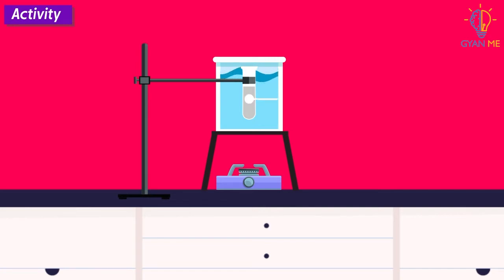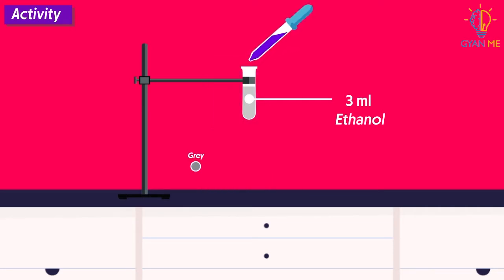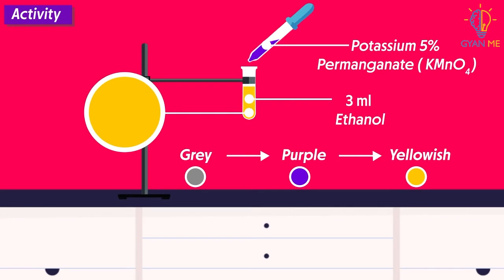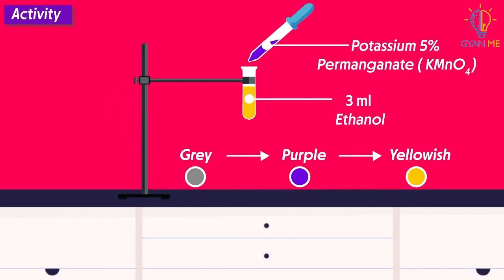Take about 3 ml of ethanol, which is colorless, in a test tube and warm it gently in the water bath. Add 5% solution of alkaline potassium permanganate, that is KMnO4. Observe that it is dark purple in color. Now add this KMnO4 drop by drop to this solution. When added, we see that ethanol removes its purple color. That is, the purple color of KMnO4 in this solution turns yellowish brown. Now add some more KMnO4 drop by drop to this solution.